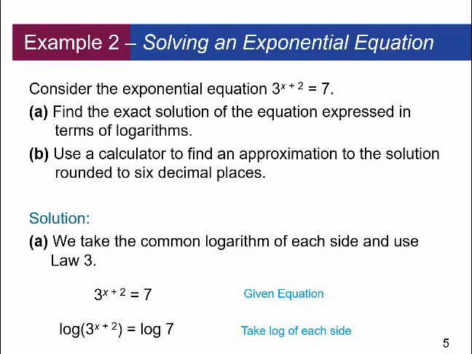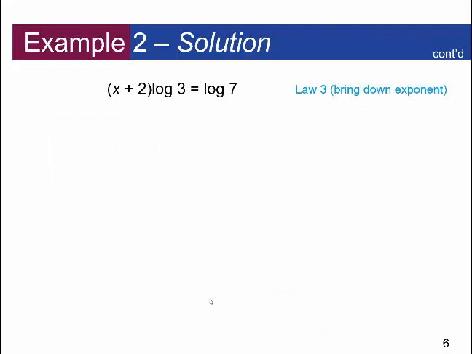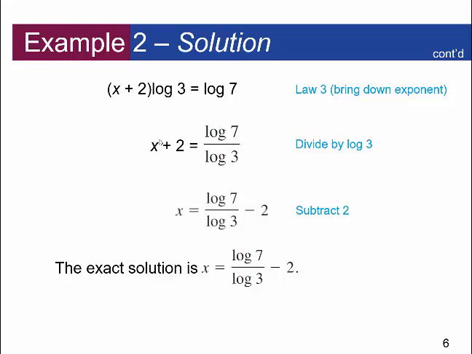Then you take this exponent and bring it down in front, so (x+2) log 3 equals log 7. Next, divide by log 3 to the other side, because you want to get the x by itself. Remember, log 7 and log 3 are just numbers. Then to get the x by itself, you just subtract 2. So the exact solution to this equation is x = log 7 divided by log 3, minus 2.